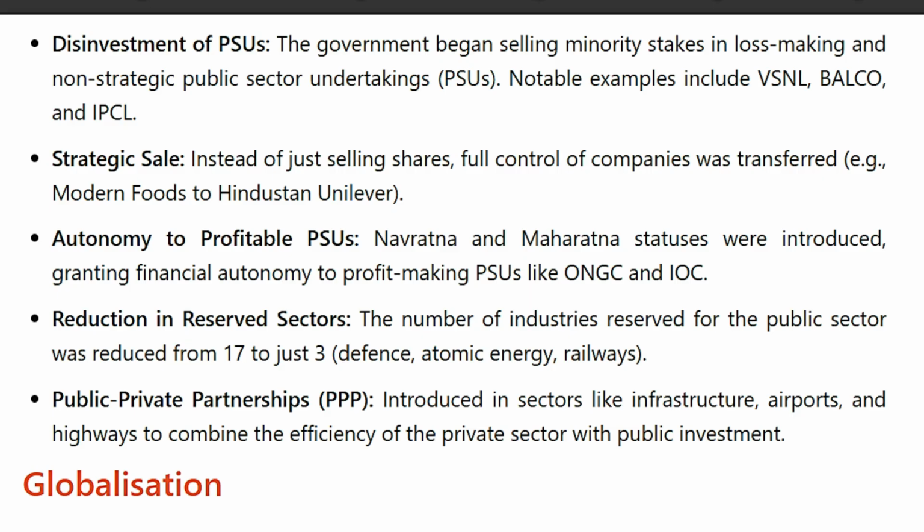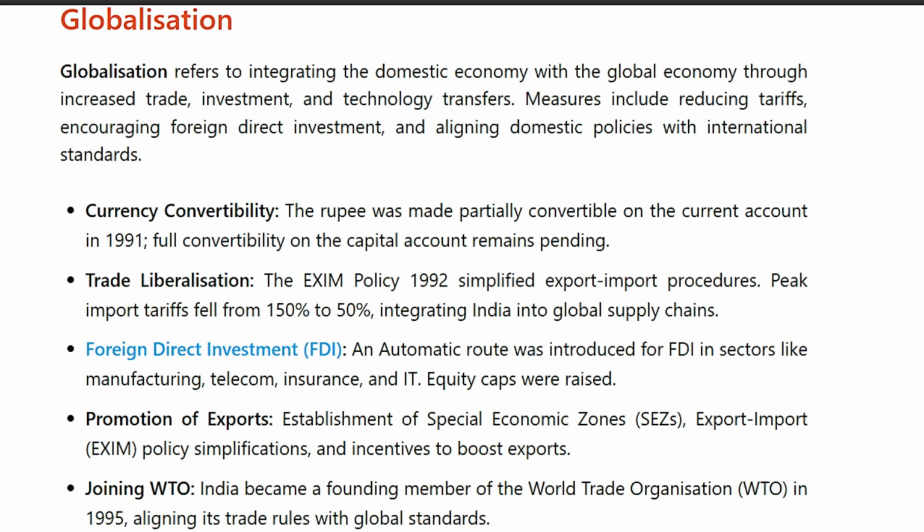Autonomy to profitable PSUs, Navratna and Maharatna statuses were introduced, granting financial autonomy to profit-making PSUs like ONGC and IOC. Reduction in reserved sectors. The number of industries reserved for the public sector was reduced from 17 to just 3, defense, atomic energy, railways. Public-private partnerships, PPP, introduced in sectors like infrastructure, airports, and highways to combine the efficiency of the private sector with public investment.